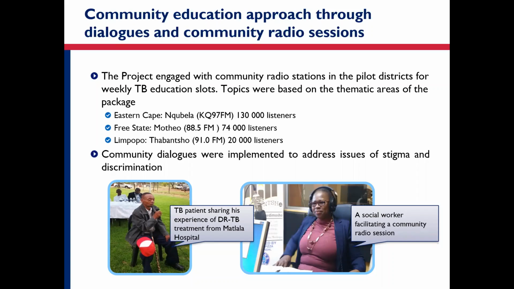So as you can see, one of the other things that Matlala Hospital did in Limpopo was a community dialogue that involved patients, their family members, as well as health workers, to look at ways in which patients can be better supported and to appreciate that there are also issues of stigmatization and discrimination within health facilities. So there we have a picture of the social worker during a radio session. We also have a picture of a former TB patient sharing his experience. Next slide, please.